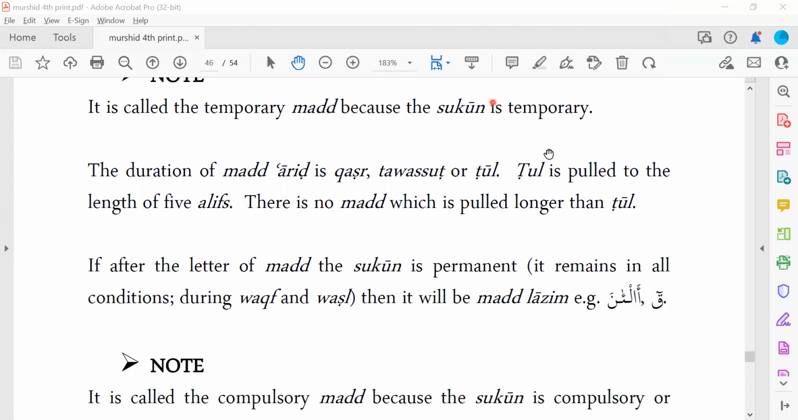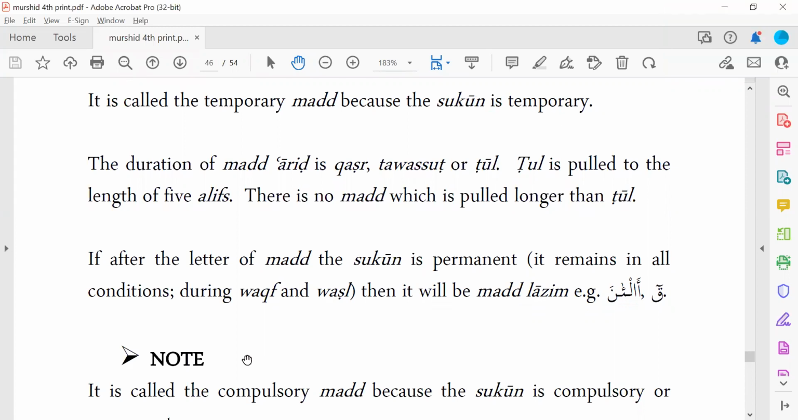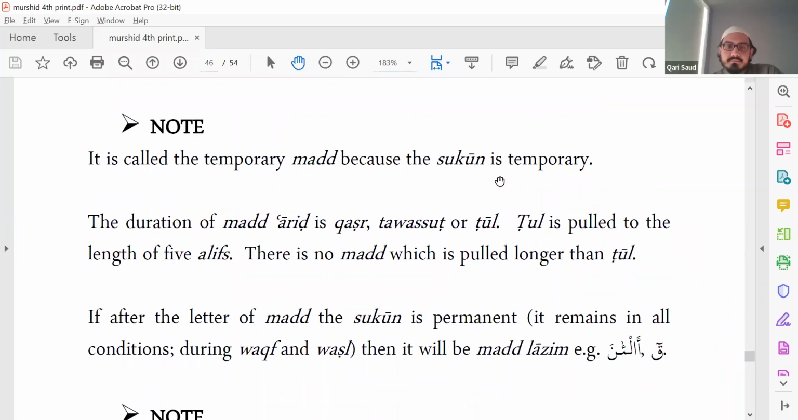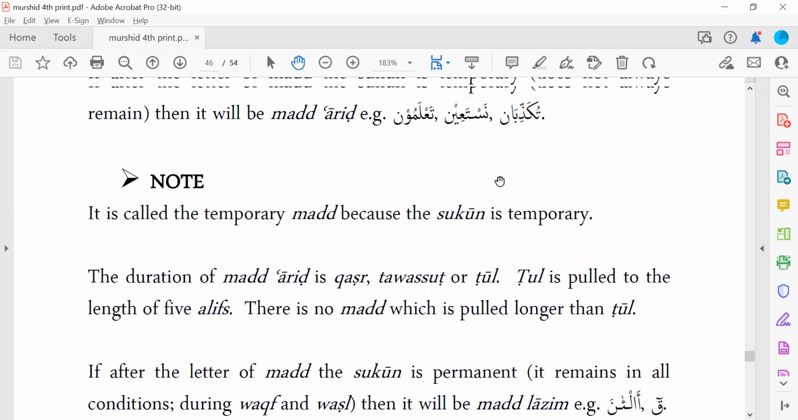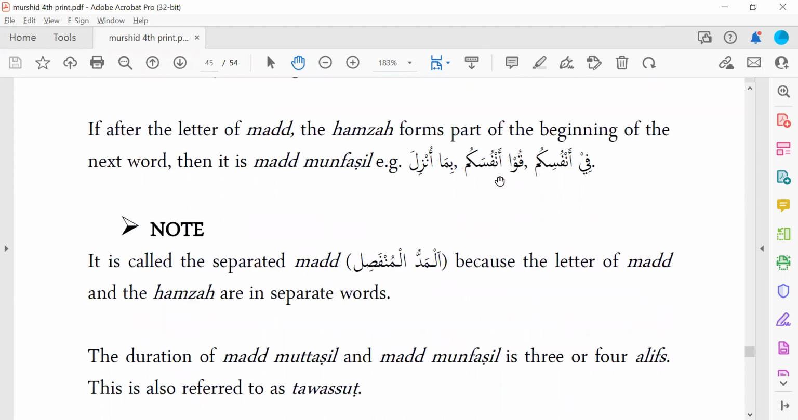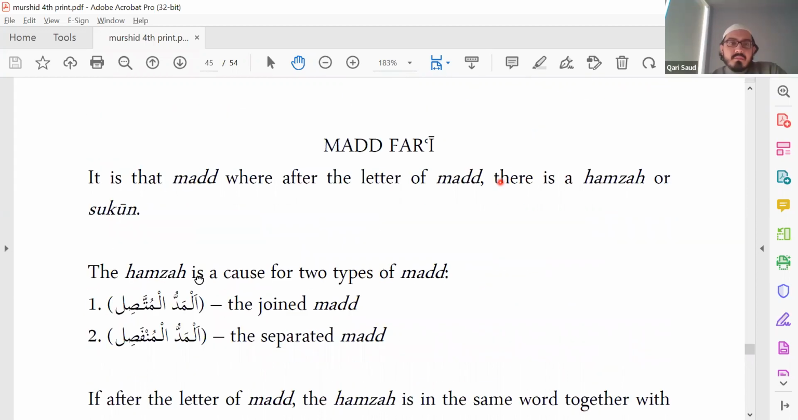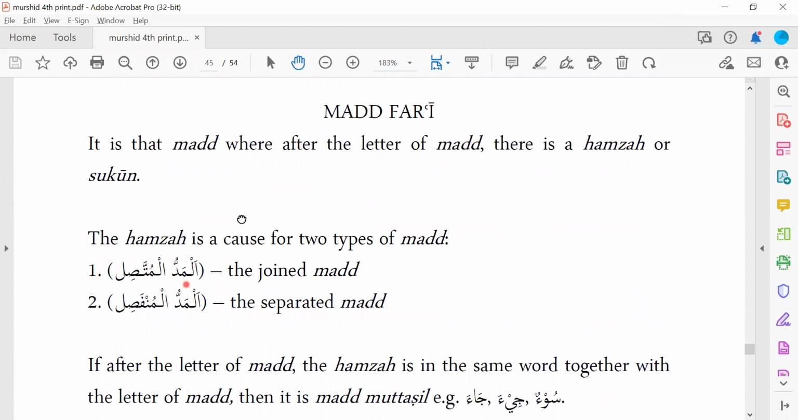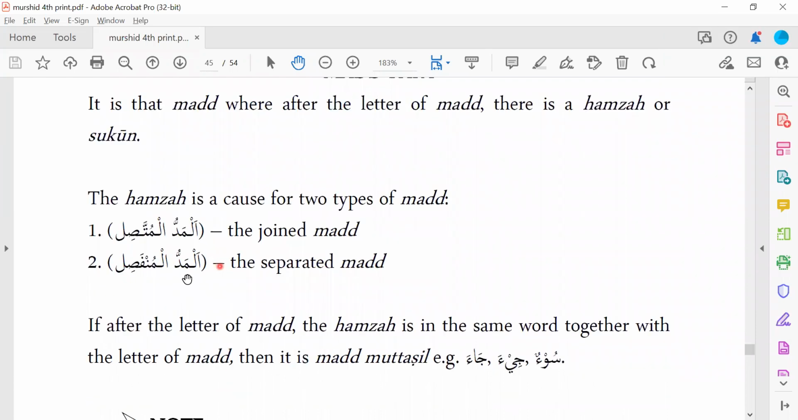Can I, sorry, ask another question? If the sister is going to speak. So, mad wajib muttasil and mad ja'iz munfasil, what's the difference between them? Mad muttasil and munfasil, you mean? Yes. It was covered in this page here, if you recall. I'm looking at my mushaf, so I just wanted to understand it again.